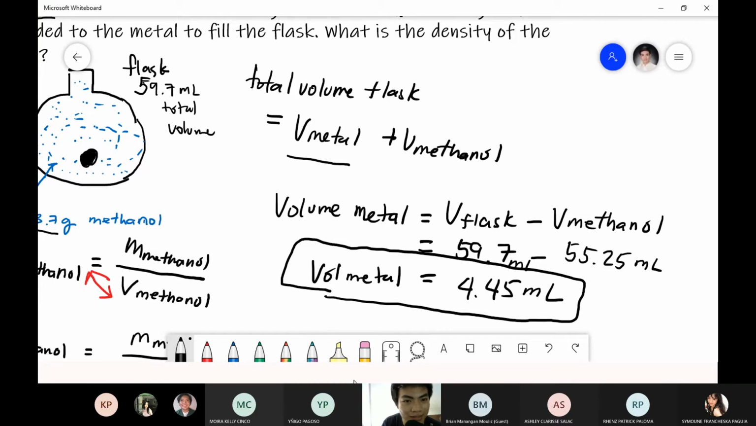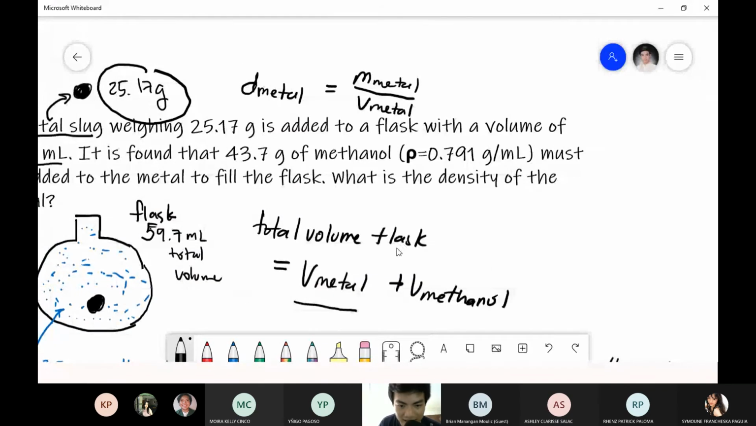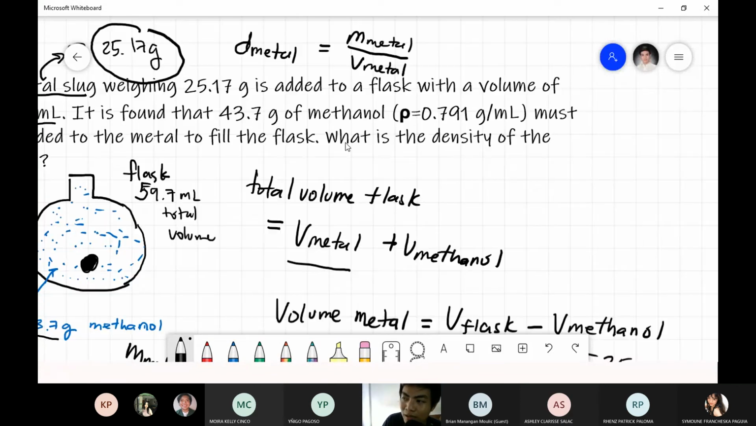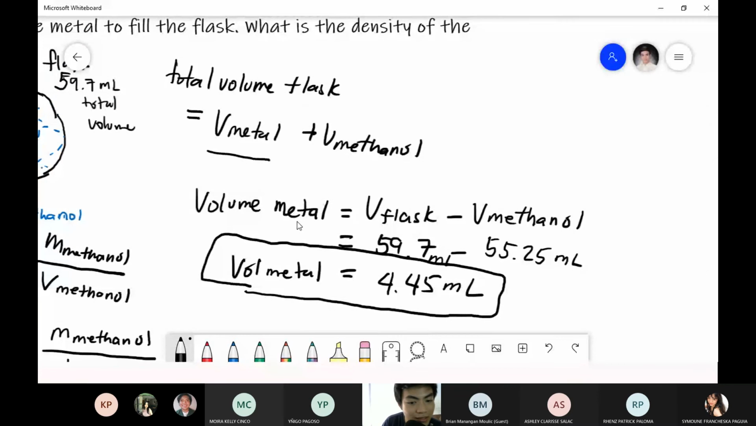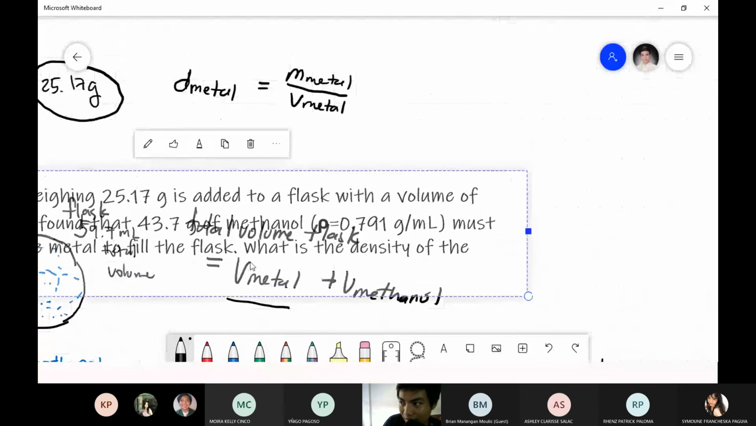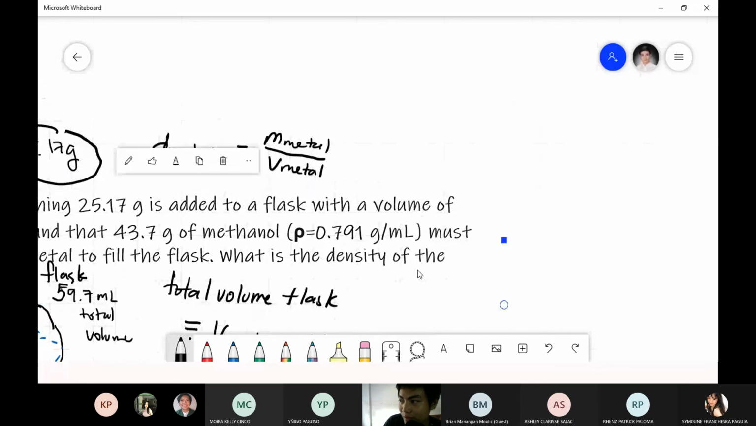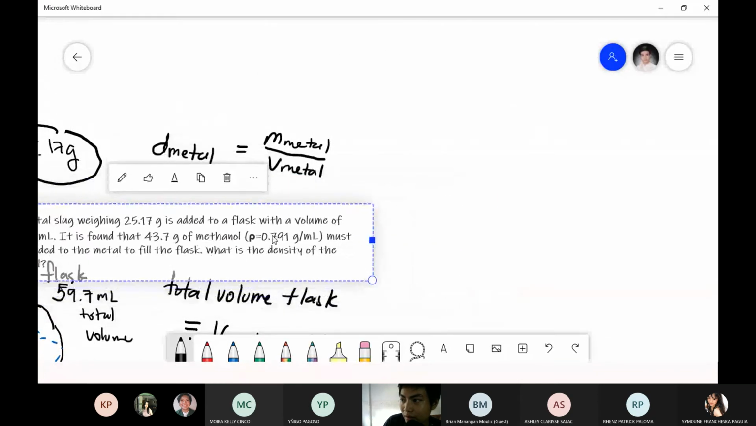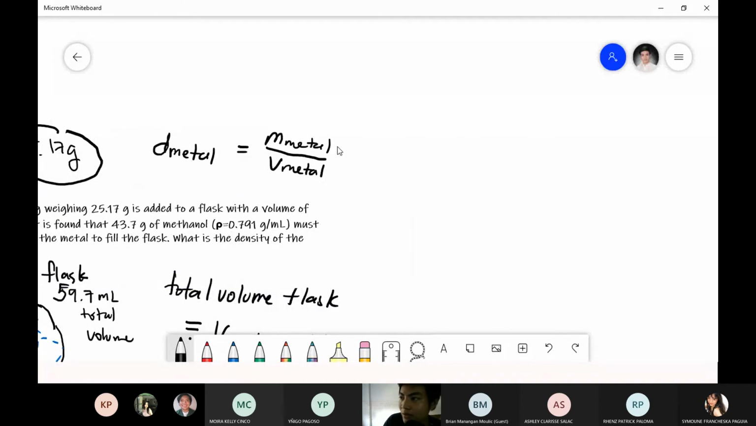Pero sasanayin ko kayo sa ganito, no? Maraming ginagawa sa isang problem, para mas lalong ma-enhance yung ating skills. Ang gusto ko, density ng metal. Nakuha ko pa lang sa lahat ng ginawa kong to, volume ng metal. So to get the density of metal, madali na lang. I-divide ko na lang yung mass sa volume, na nakuha ko na yung volume eh.